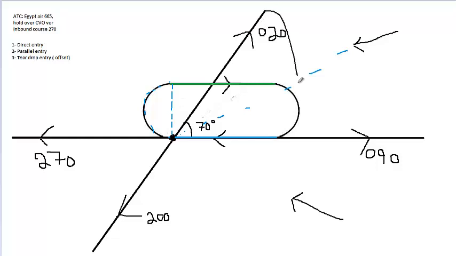It is when you are in the largest sector. So it's like from heading 020 to heading 200, you are still in the direct entry zone. So if the aircraft is situated in this sector, you always assume right away that it's going to be a direct entry, which is the simplest way.